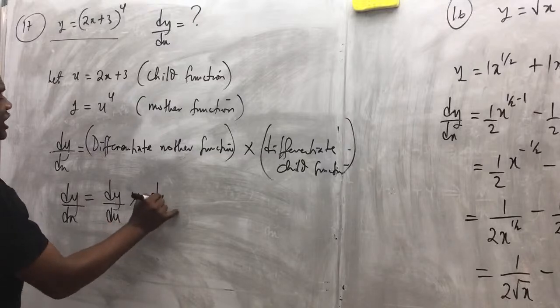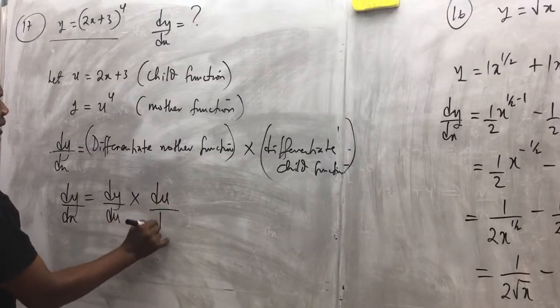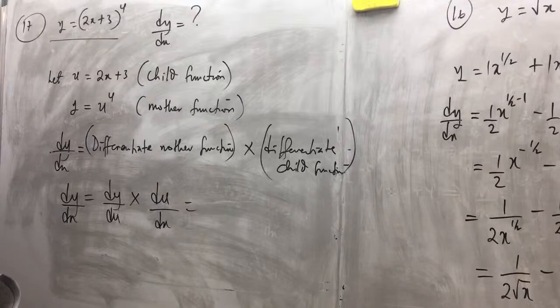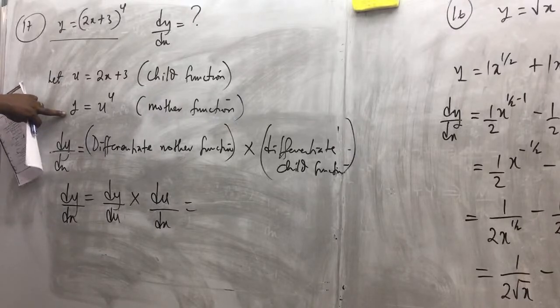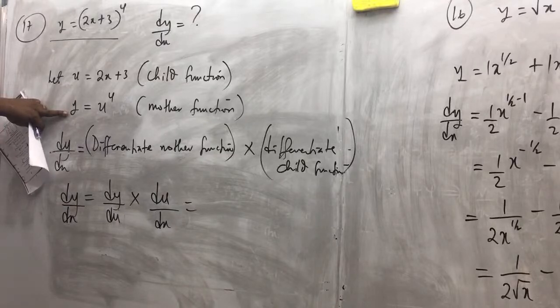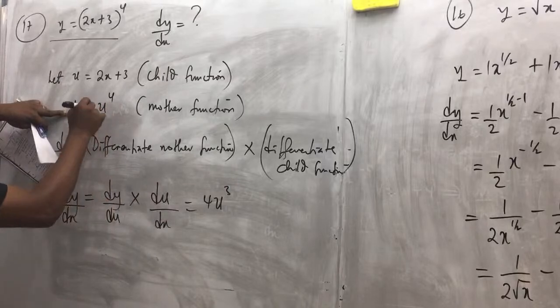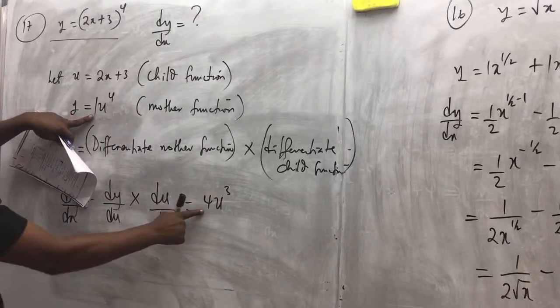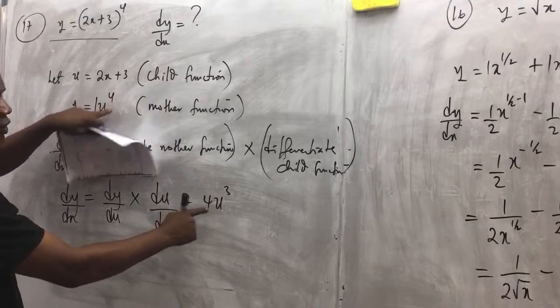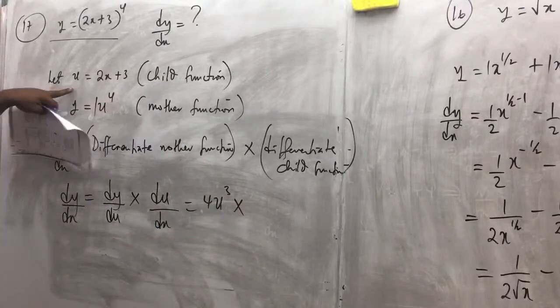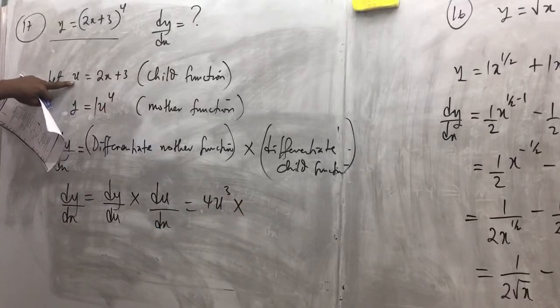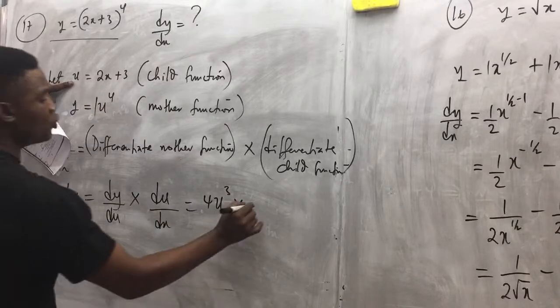So if you differentiate the child function, you will be differentiating u with respect to x. So what would we get? Now, differentiating the mother function, if you differentiate y equals u raised to the power 4, you end up having 4u raised to the power 3. That is 4 multiplies the coefficient 1, gives you 4. Subtract 1 from the power, it gives you 3. Times differentiating the child function u with respect to x, you end up having 2.